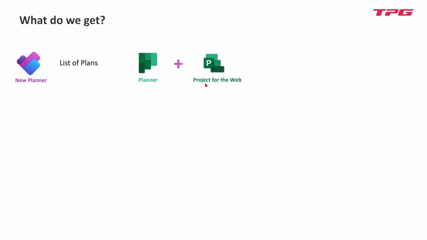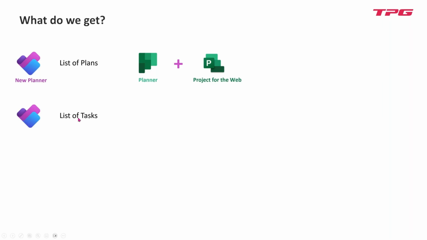As we have Project for the Web merged into the new Planner, you will see a list of plans which includes Planner plans and projects from Microsoft Project for the Web. But yes, now it's the name New Planner, so it's all plans, right? So the projects from Project for the Web are now also called plans, and you just get them all in one list. So this is the very first thing.